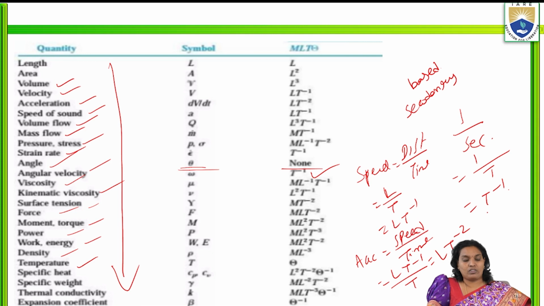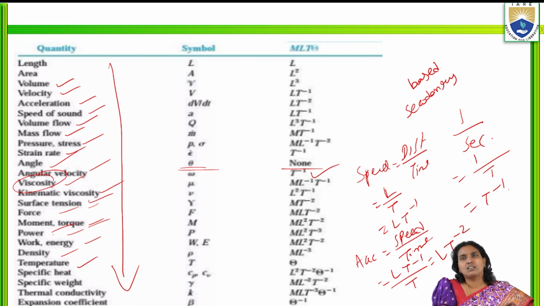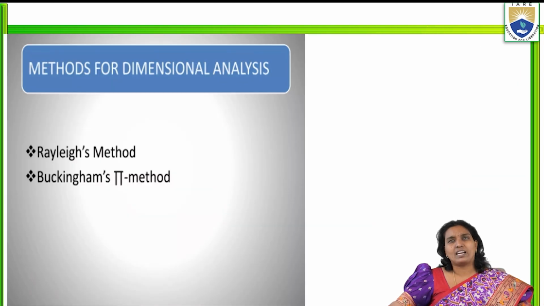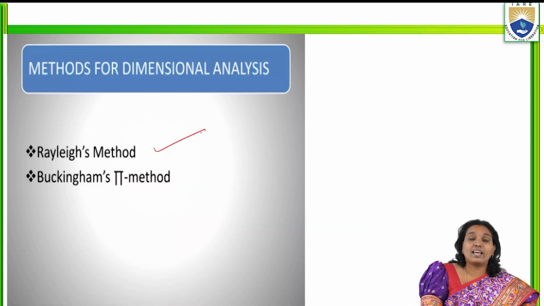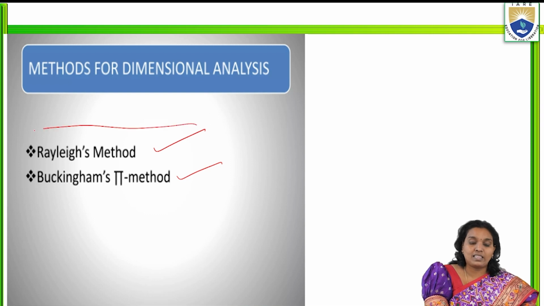Like that, for viscosity, surface tension, torque, power, work, energy, every quantity there, we are going to convert into its physical dimension. So like that we are going to understand dimensional analysis. Further, we will understand how to analyze using two methods, Rayleigh's method and Buckingham's pi theorem.